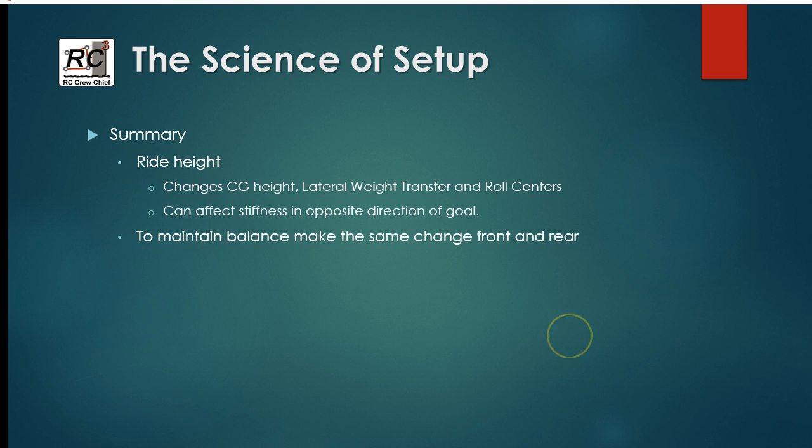What we want to take away from this is ride height. Changes in ride height affect not only your CG, but also your lateral weight transfer and your roll centers. So this can affect your stiffness in the opposite direction of what you're looking for, but that may not necessarily be a bad thing. Because by lowering your center of gravity, you're reducing the amount of lateral weight transfer, which is always a good thing to do.